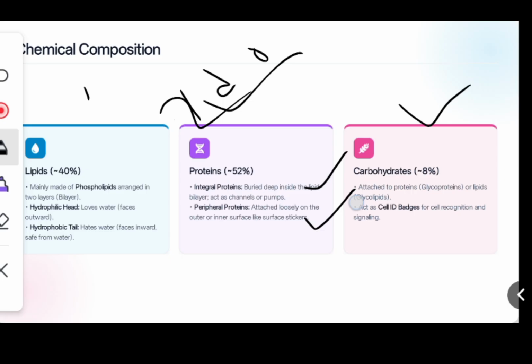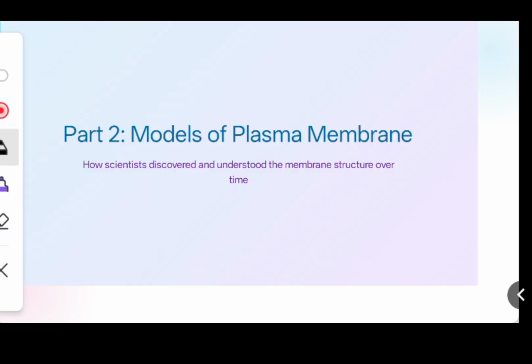Whenever it is linked with lipids, that is known as glycolipids. Whenever it is linked with proteins, that is known as glycoproteins. These carbohydrates are very important for signaling. These are the composition of the plasma membrane, and then the models of the plasma membrane.